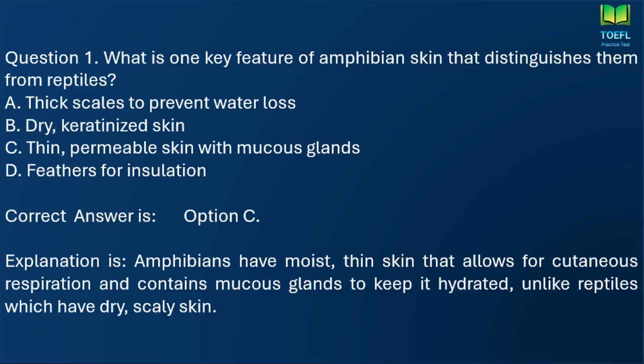Question 1. What is one key feature of amphibian skin that distinguishes them from reptiles? A. Thick scales to prevent water loss. B. Dry, keratinized skin. C. Thin, permeable skin with mucus glands. D. Feathers for insulation. Correct answer is option C. Explanation: amphibians have moist, thin skin that allows for cutaneous respiration and contains mucus glands to keep it hydrated, unlike reptiles which have dry, scaly skin.